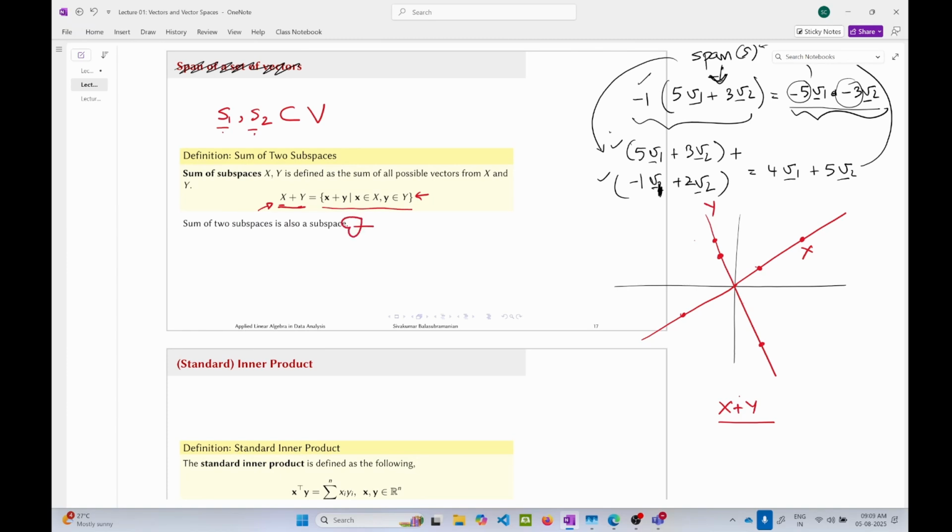And it turns out, again, you can demonstrate this, that the sum of two subspaces is also a subspace of your original parent space V. So here, S1 and S2 are subspaces of V. It turns out S1 plus S2 will also be a subspace of V.